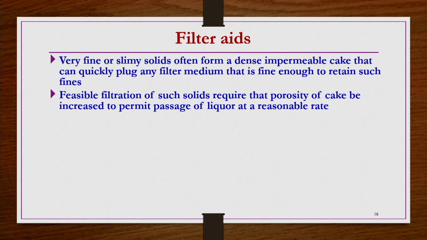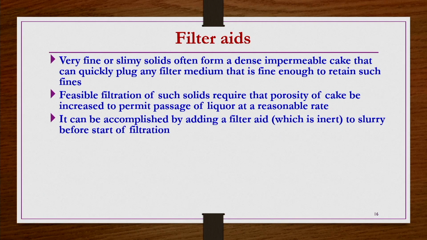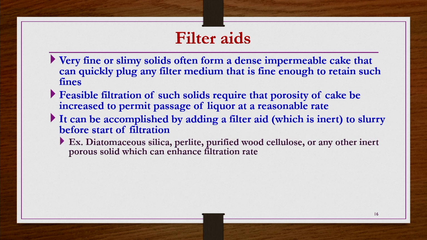Under such conditions, feasible filtration of such solids requires that the porosity of the cake be increased to permit passage of liquor at a reasonable rate. So how can that be done? That can be done by adding a filter aid, which is in general inert, to the slurry before the start of the filtration process. Some examples of such filter aids are diatomaceous silica, perlite, purified wood cellulose, or any other inert porous solid which can enhance the filtration rate.